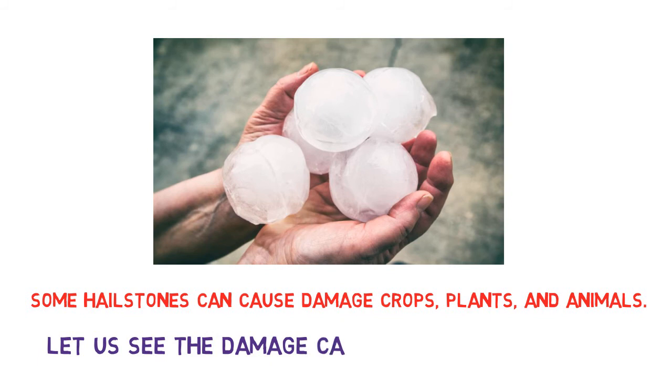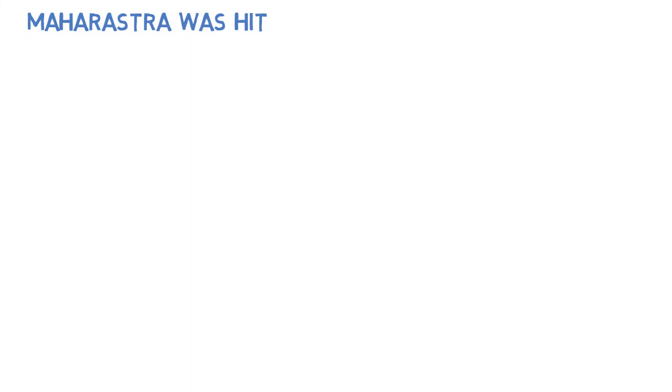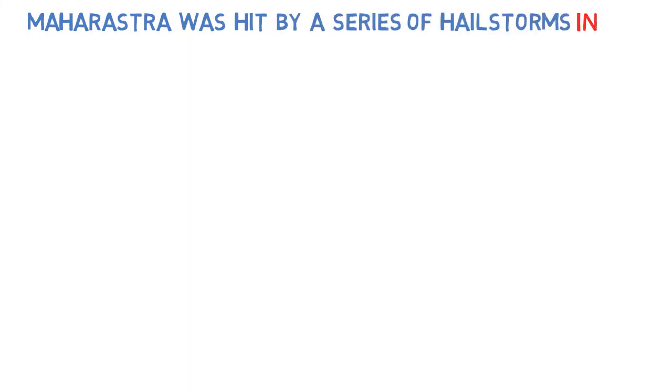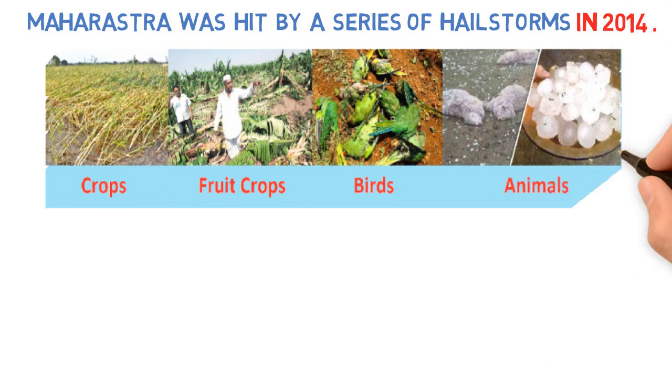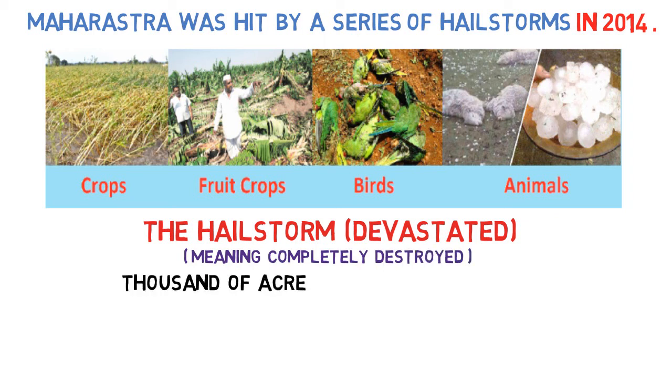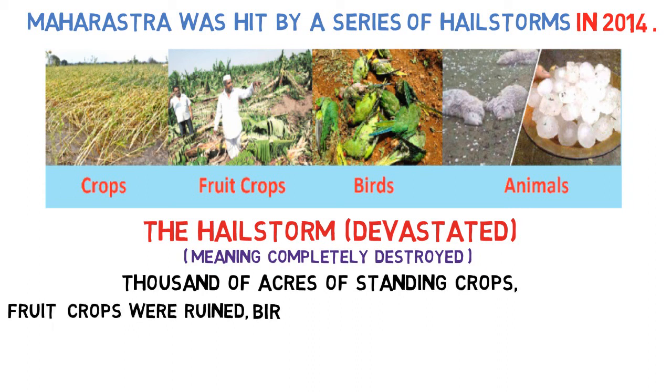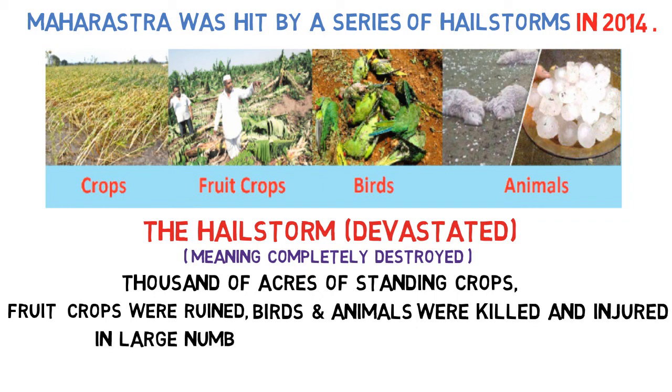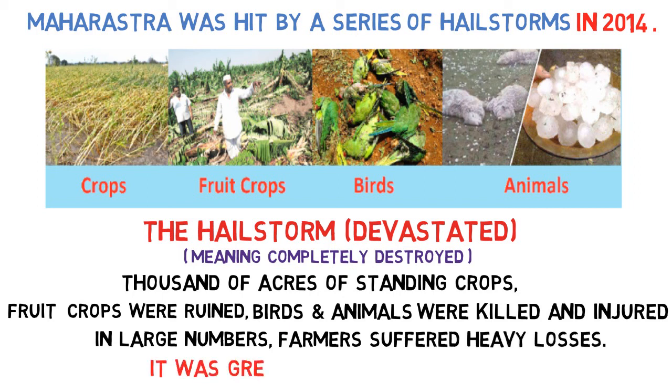Let us see the damage caused by the hailstones. Maharashtra was hit by a series of hailstorms in 2014. The hailstorms devastated, meaning completely destroyed, thousands of acres of standing crops. Fruit crops were ruined. Birds and animals were killed and injured in large numbers. Farmers suffered heavy losses. It was a great natural calamity.